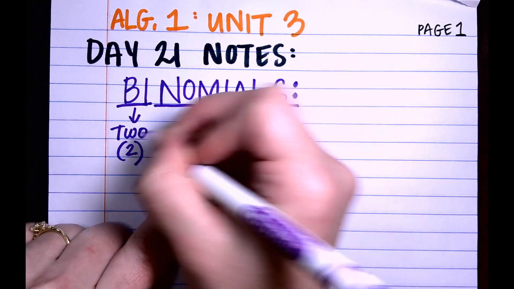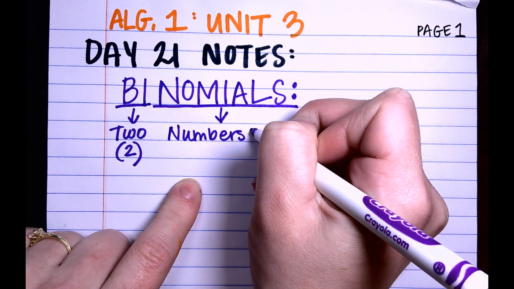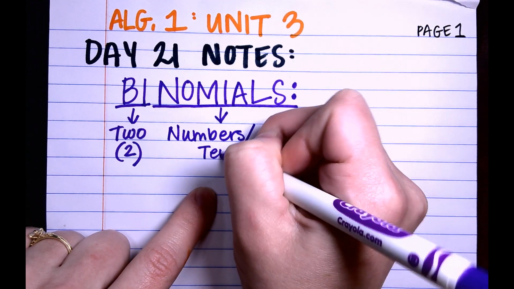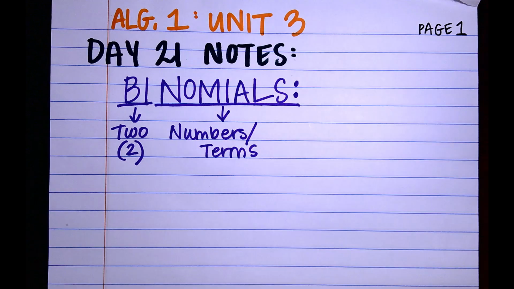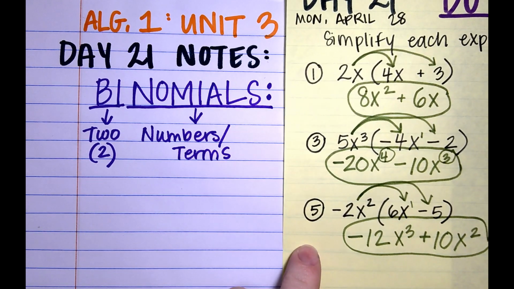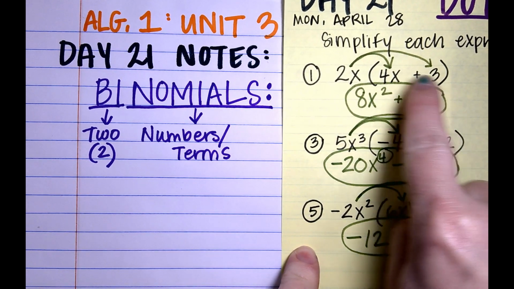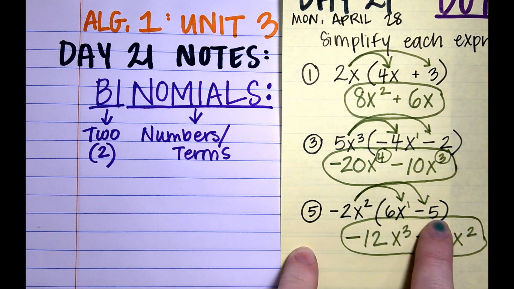So, 2 numbers or terms. That's what a binomial is. A binomial is 2 numbers or 2 terms. So, for example, in our do now, number 1, number 3, and number 5, those 2 terms that were in parentheses are binomials.